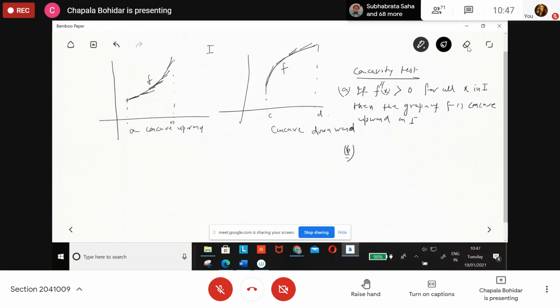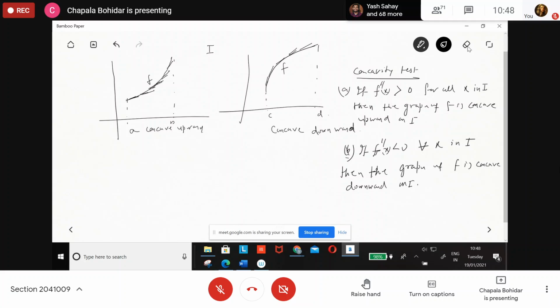B. Just the opposite: if f double dash x is less than 0 for all x in I, this is the symbol for all x in I, then the graph of F is concave downward on I. Clear? It is clear to all of you? Yes, ma'am.